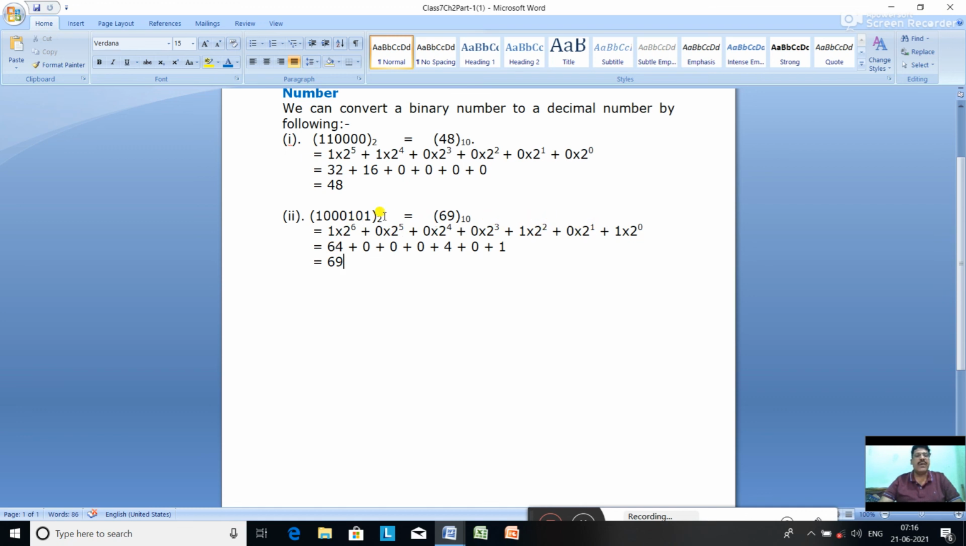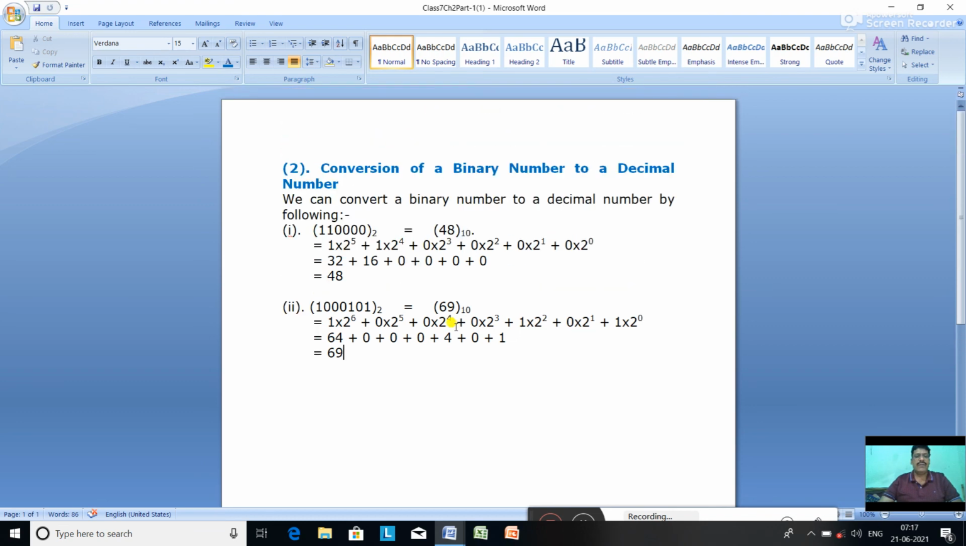Now 2 power 6 means 2 into 2 into 2 into 2 into 2 into 2. 2, how many times? 6 times. If you multiply 2 six times, what comes? 64. 0 into 2 power 5, 0. 0 into 2 power 4, 0. 0 into 2 power 3, 0. Now 1 into 2 power 2, 4. 0 into 2 power 1, 0. And 1 into 2 power 0, 1. Now 64 plus 4, 68 plus 1, 69.